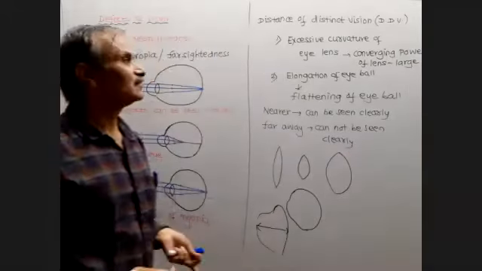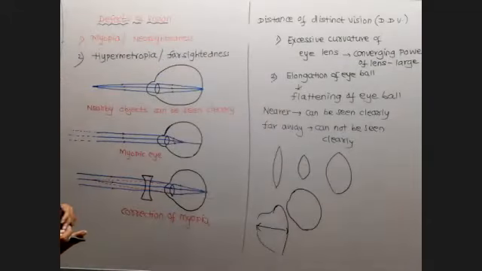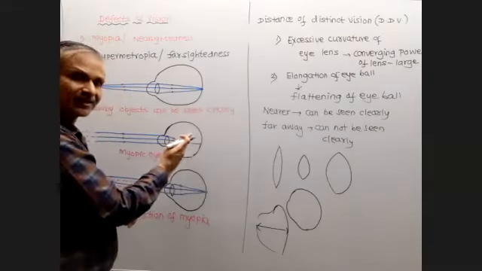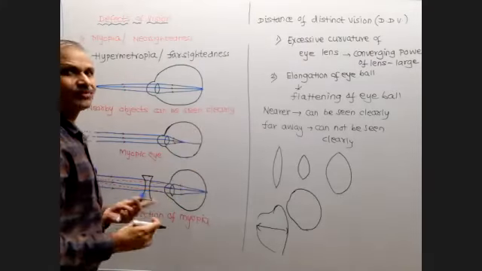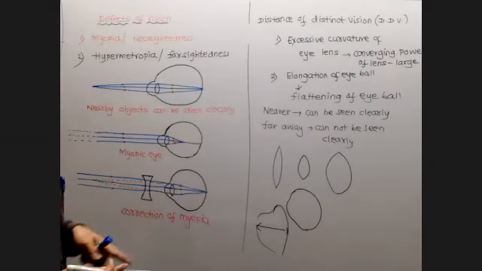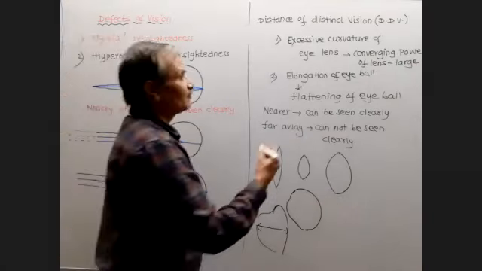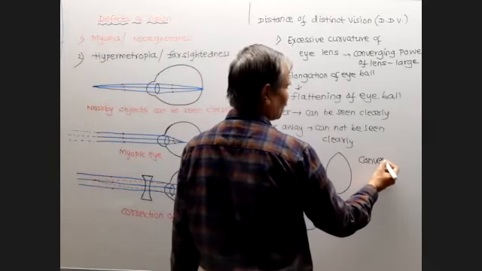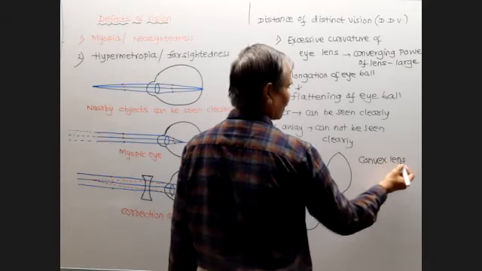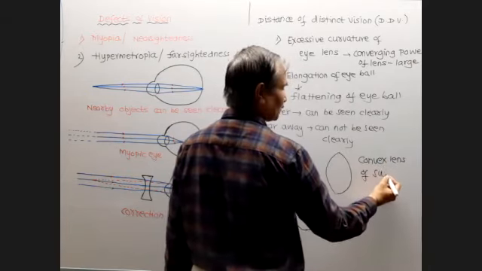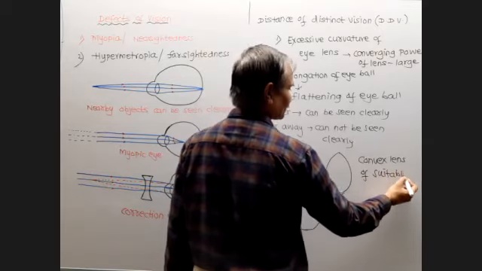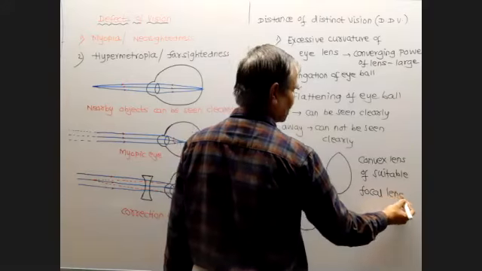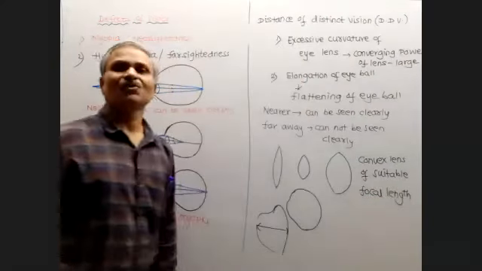And the next part, how can it be corrected? Now look, since the image forms behind the retina, you want to bring it nearer, that is, you want to converge it. So which is the converging lens? Convex lens. So this defect can be corrected by using a convex lens of suitable focal length.